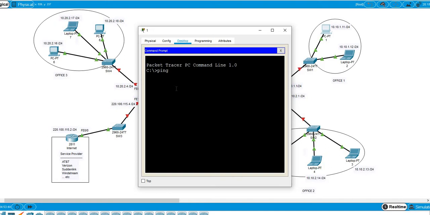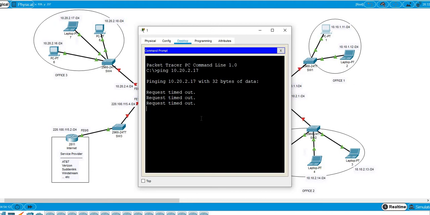So ping 10.20.2.17. It should take a minute, but it's going to fail. As you can see, the first ping has failed, the second one has failed as well, and the third and the fourth should fail too.